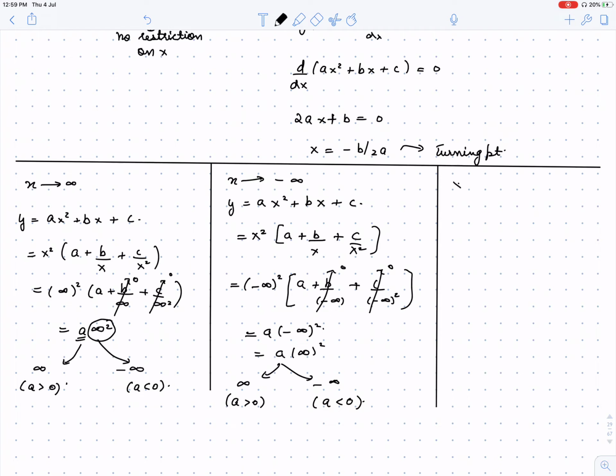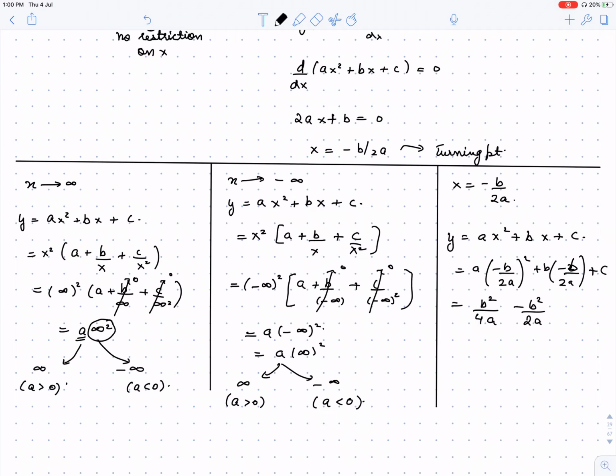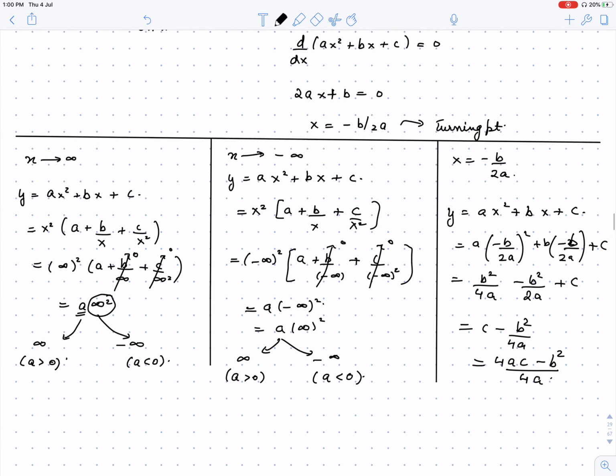And third is x is equal to minus b by 2a. If x is equal to minus b by 2a is checked, at this point y is equal to ax square plus bx plus c, which is a into minus b by 2a whole square plus b into minus b by 2a plus c. So this is b square by 4a minus b square by 2a plus c, or c minus b square by 4a, or 4ac minus b square by 4a. This is the value of y at this point.